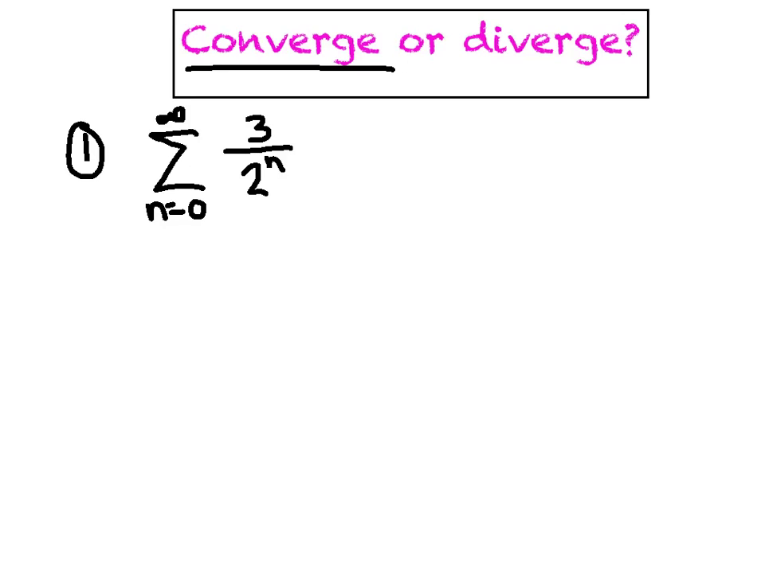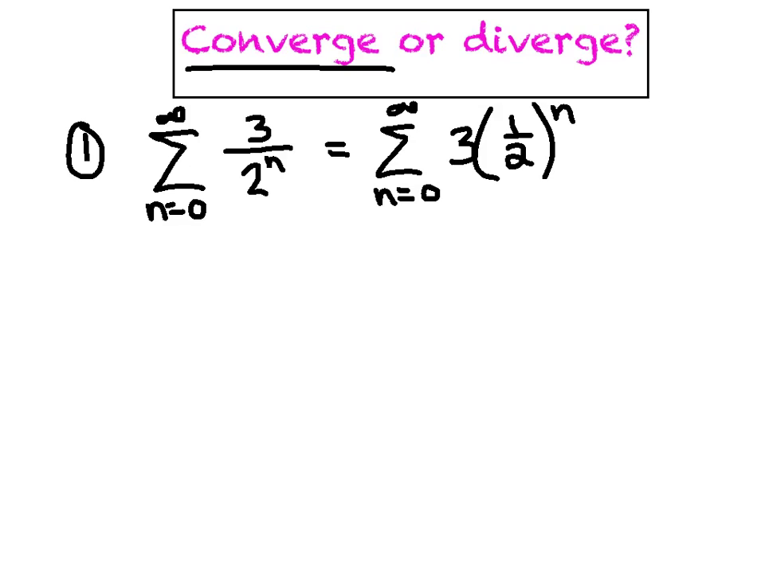And the big thing is when they start to scramble them, it's very hard sometimes just to determine whether I'm working with a geometric or a P series or some other special kind of series. What I want you to do here is, because you have a constant being raised to the nth power, tell yourself that this is geometric, okay? And we're going to rewrite this. The good news is n does start at 0. We're going to rewrite this as 3 times 1/2 to the nth power, okay?